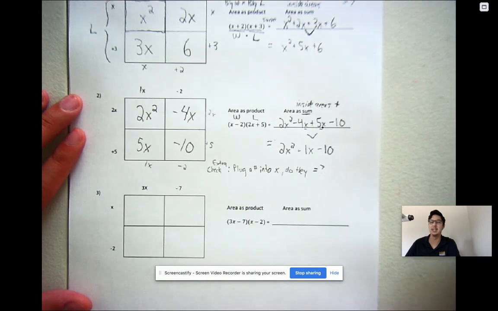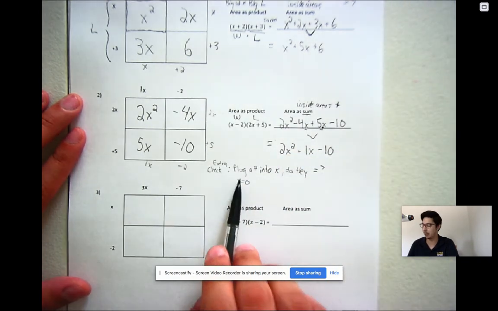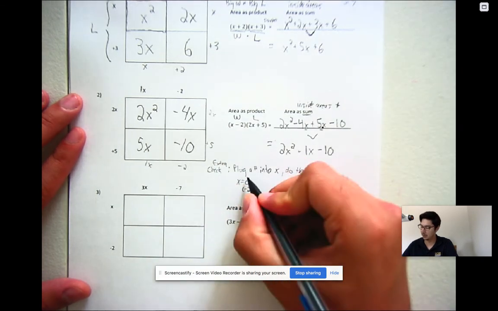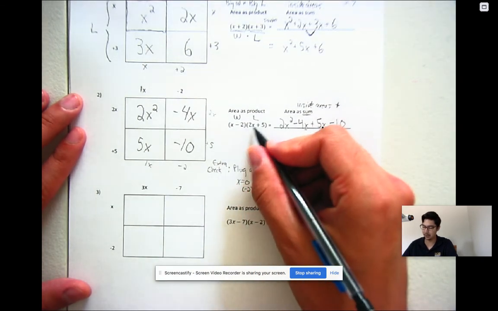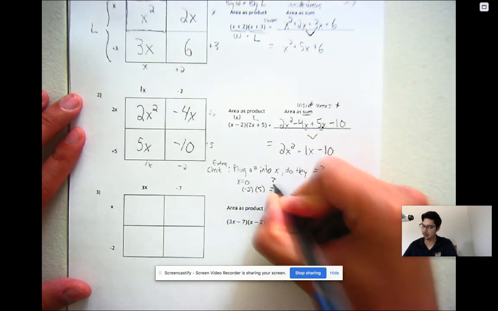So say I pick an easy number. Say I pick x equals 0. If I plug 0 in, what's going to happen? If I plug 0 in, you get 0 minus 2, so you get negative 2. If you plug 0 in, 2 times 0 is 0. That goes away, so you're just left with 5. And we're asking, does that equal?